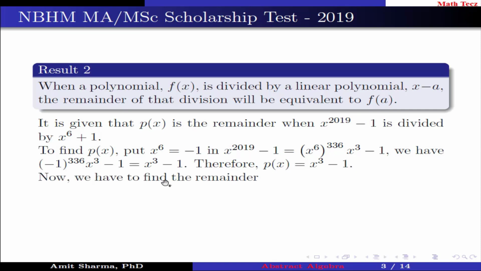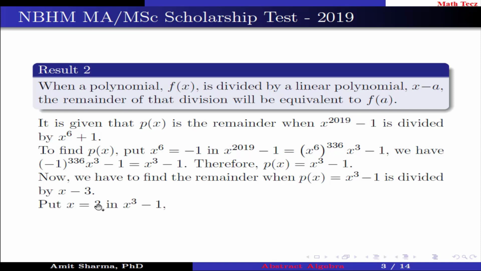Now, we have to find the remainder when P(x), which is equal to x cube minus 1, is divided by x minus 3. Put x equal to 3 in x cube minus 1. We get 3 to the power 3 minus 1, which is equal to 26. Hence, the remainder is 26.